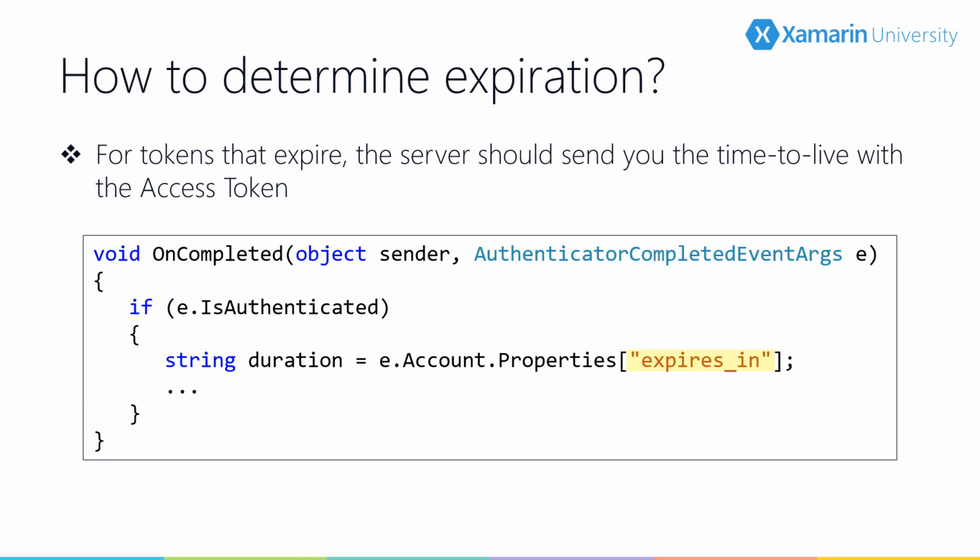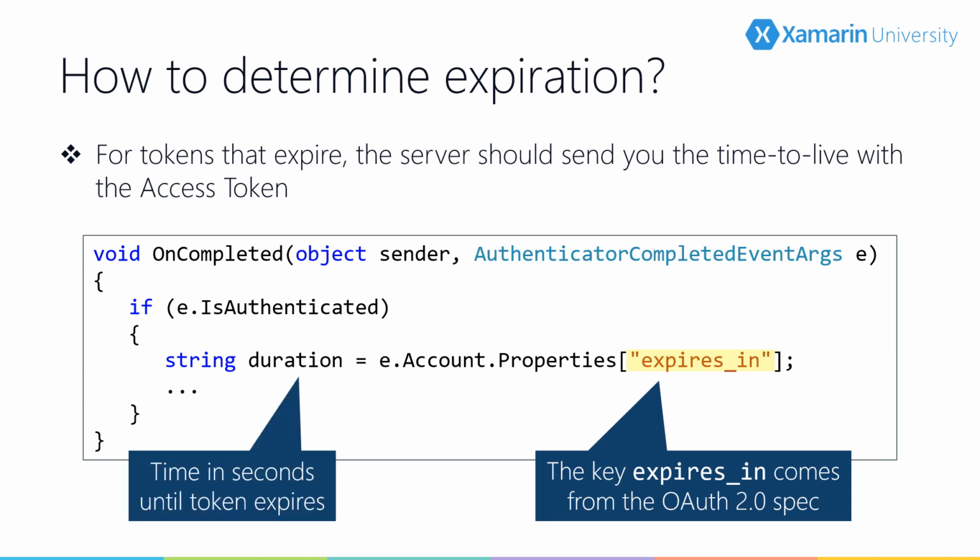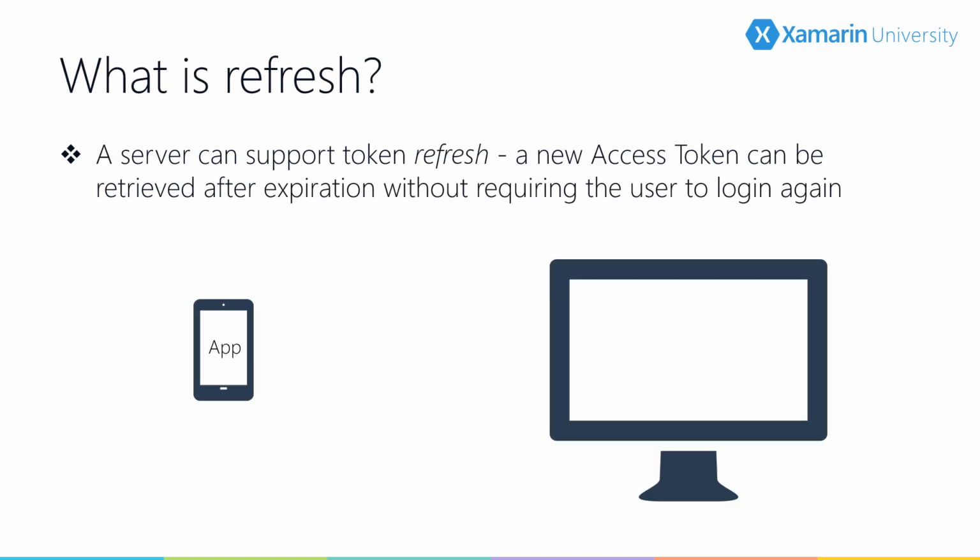Well, a good place to start is in the documentation for your particular service. But many services will also include the expiration time when the access token is delivered. Very convenient. So if it is available, it's going to be in that account object's properties dictionary, and it should be indexed by the expires_in key. And the expiration time is reported in seconds.